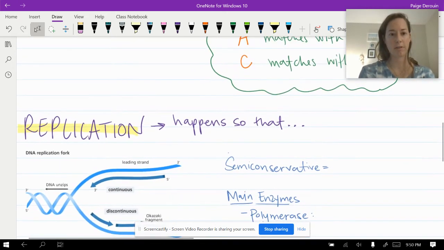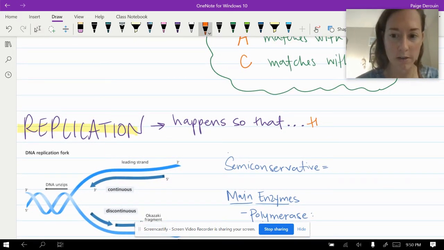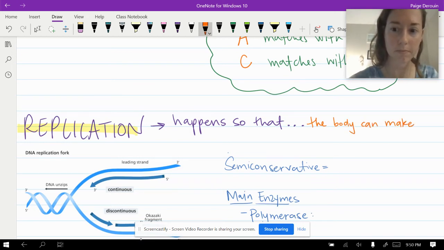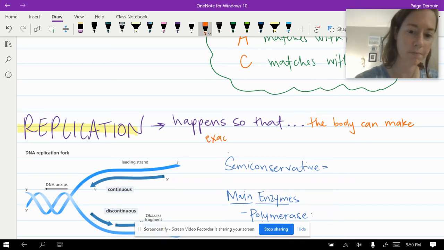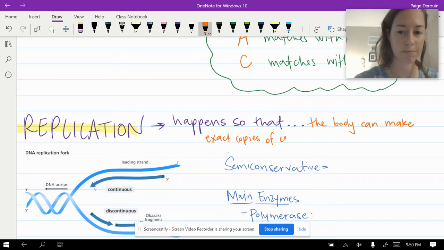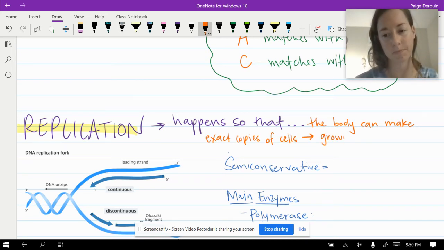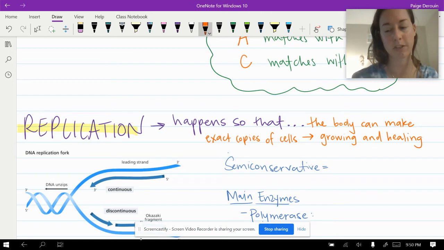So I'm going to say replication happens so that the body can make exact copies of cells. And that's important for growing and healing specifically. Those are the main ways that it's really important.